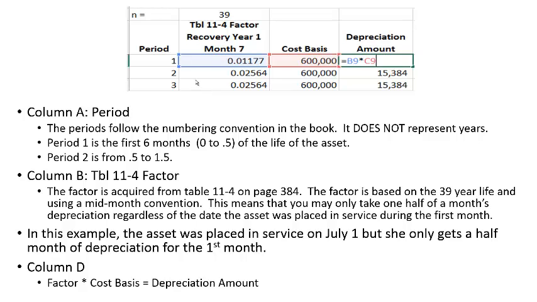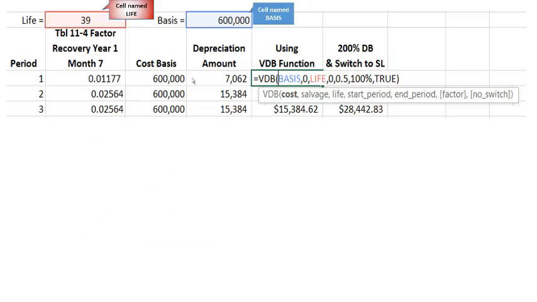That's the manual calculation. For the purposes of showing you the VDB function, I named the cell that contains the 39 years, life, and the cell containing the 600,000 cost basis, basis. So you can see in my function arguments, I can use the word, and it becomes an absolute reference. So as I drag the function down, it remains fixed on those cells. So it has a double benefit.